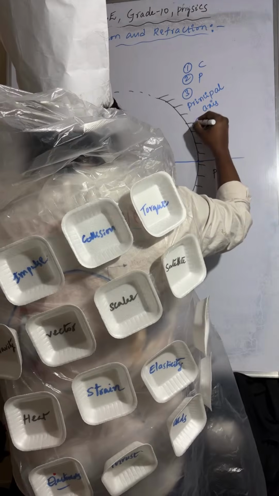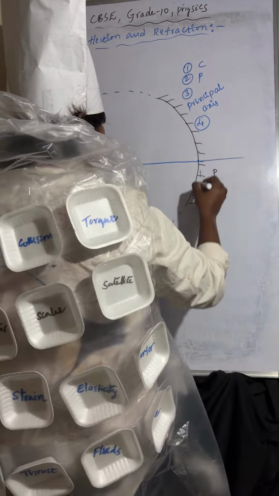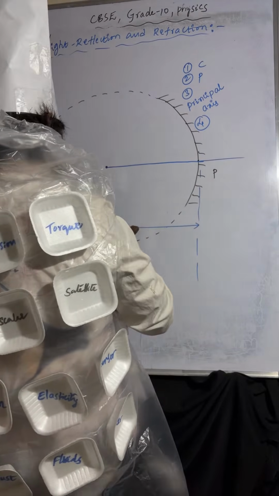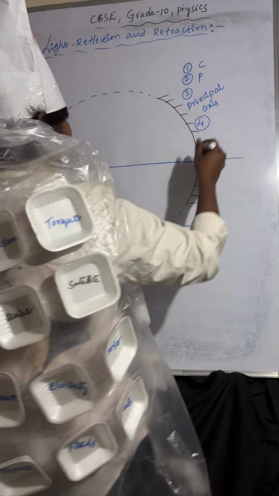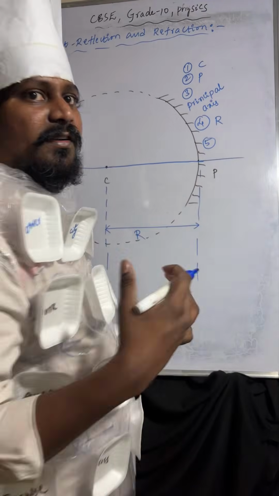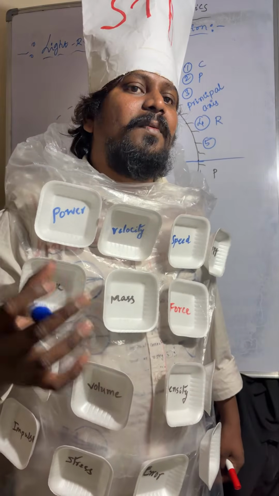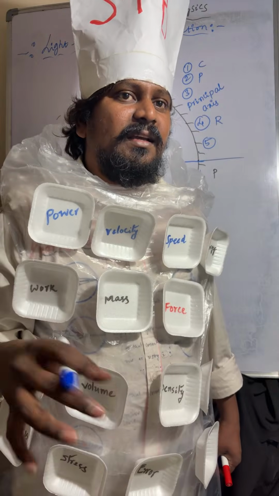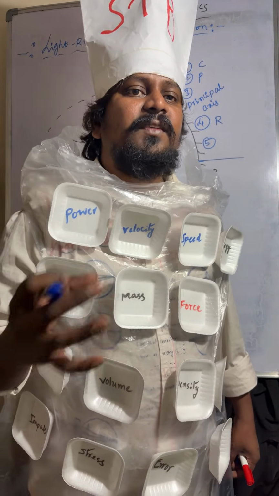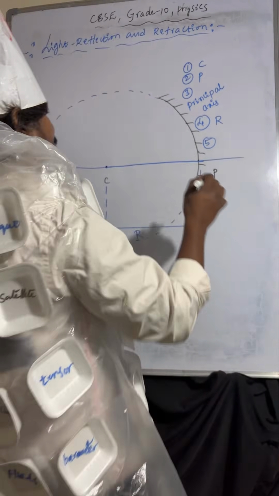Coming to the fourth one, the distance between center of curvature and pole is called radius of curvature. After reflection, all light rays will meet at one point on the principal axis, that is called principal focus.